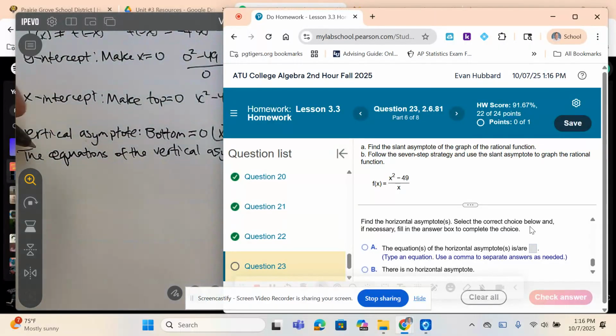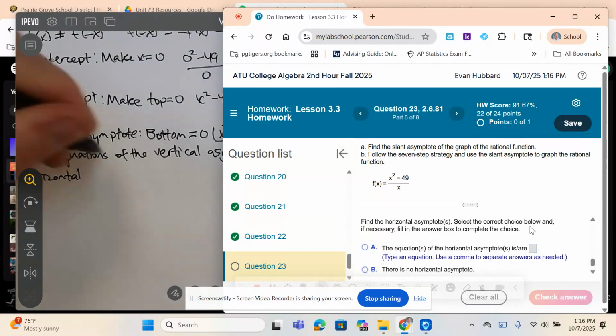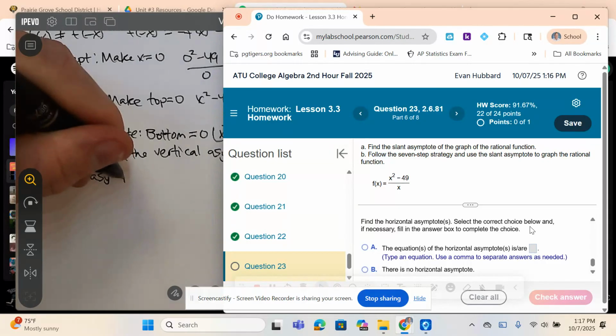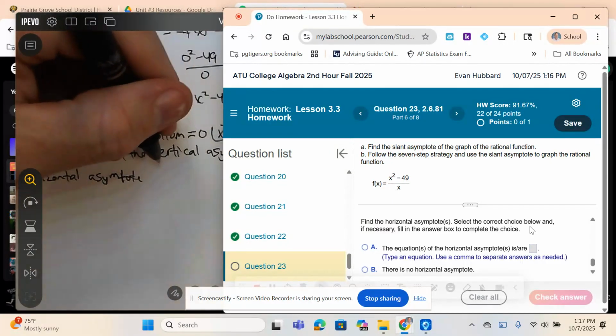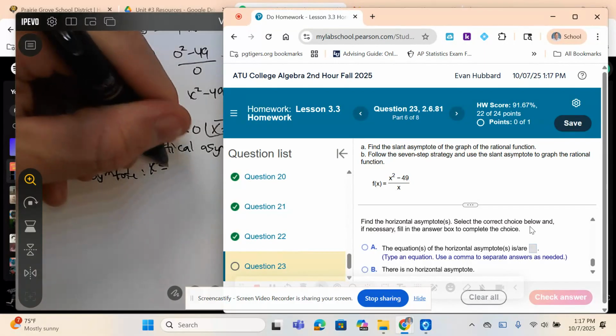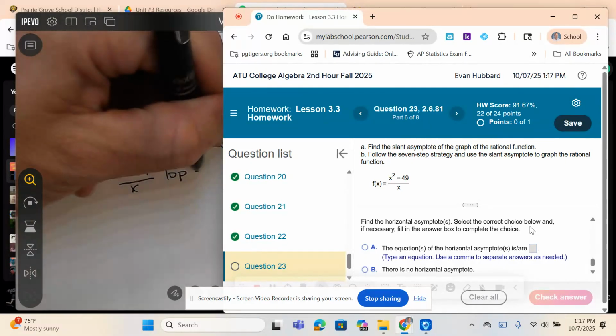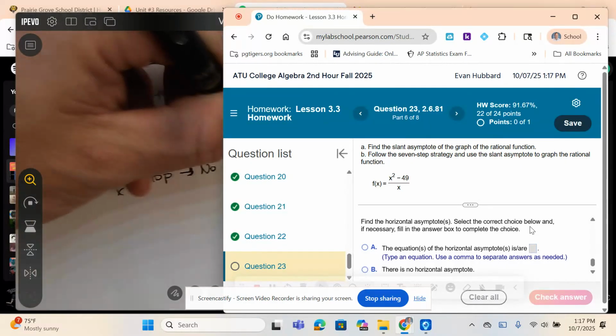Now, for the horizontal, which one's got higher power, top or bottom, or is it a tie? Top. Good. What is it when the top's bigger? None. Good. So the top's bigger, so there's no horizontal asymptote.